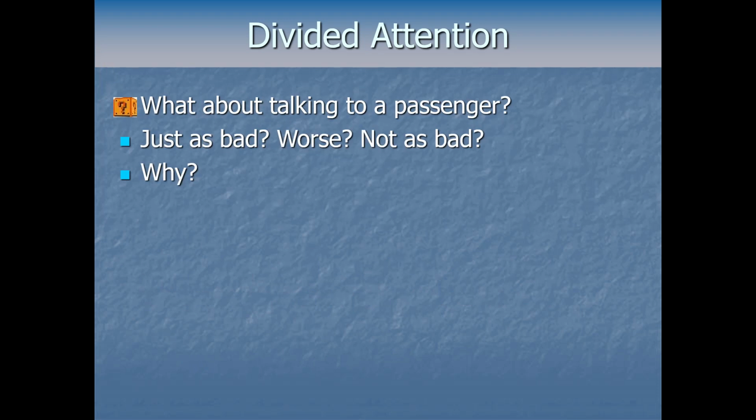So here's a question then. What about something like a verbal conversation with the passenger? Do you think it impairs performance just as bad as a cell conversation? Maybe worse than a cell conversation, or not as bad? I actually would like you to pause and think for a minute about it and come up with your prediction and an argument why you think it might be one of these. So come up with an argument why. Think about that.